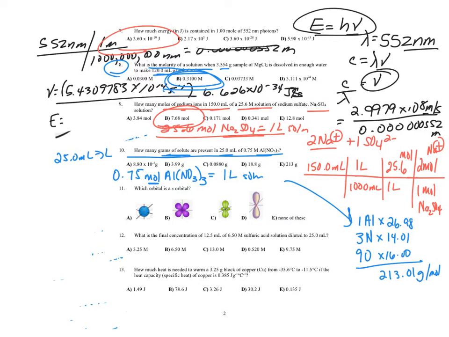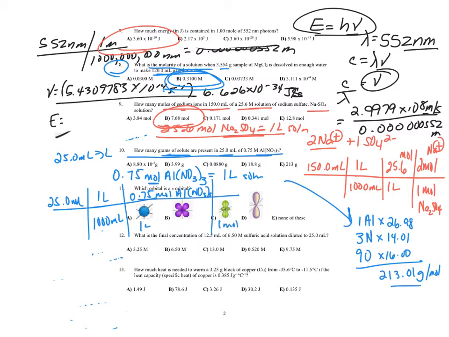Now you can go 25.0 milliliters, 1,000 milliliters for 1 liter, and then 1 liter, 0.75 mole of aluminum nitrate, but that gives us moles, and then you're going to do the molar mass. For 1 mole, you get 213.01 grams, and then that should be... oh, no, this is number 10. It should be 3.99 grams. Okay.